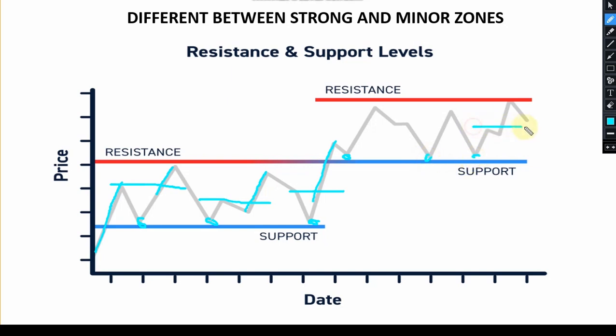If you look at this one, you see that the market breaks above. If you look here, the market breaks above. If you look here, the market breaks above. All these things are what you need to put into consideration while analyzing your chart. With that little explanation, you will be able to find out that there is a difference between a strong zone and a minor zone.